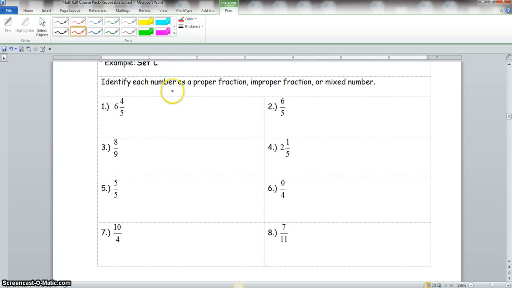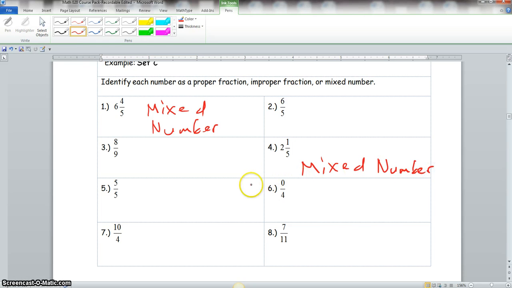Okay, now it says identify each number as a proper fraction, improper fraction, or mixed number. Now we know this is a mixed number. This is a mixed number. Matter of fact, let's find all the mixed numbers if there are any. Okay, here's another mixed number. Okay, so we're done with the mixed numbers.